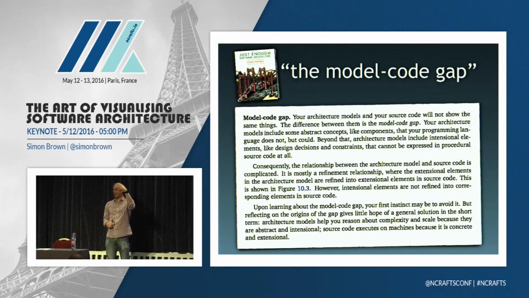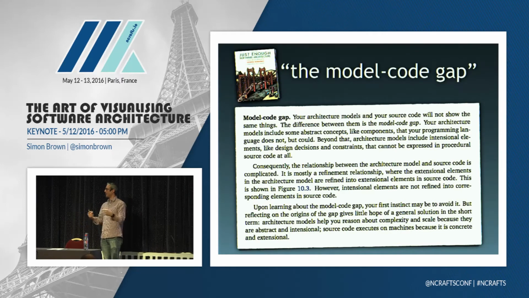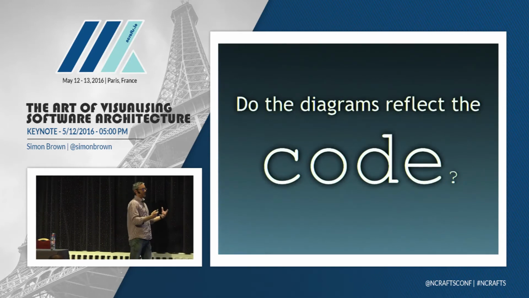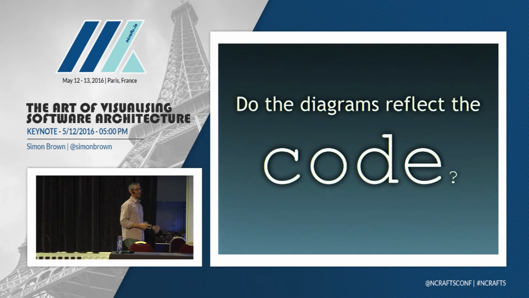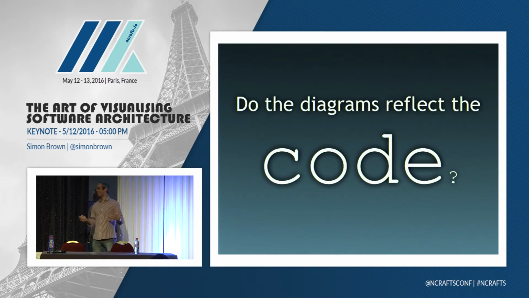We refer to a nice coarse-grained component in our architecture model, and when we open up the code, it's like, well, I can't see it, I can't find it. So there's no mapping. And this comes back to the question we asked right at the start. Do the diagrams reflect the code? Normally not really. And if the diagrams don't reflect the code, they're basically useless. There's no point in having them. They just look pretty on a wall and someone's going to get a pay rise. Woo.